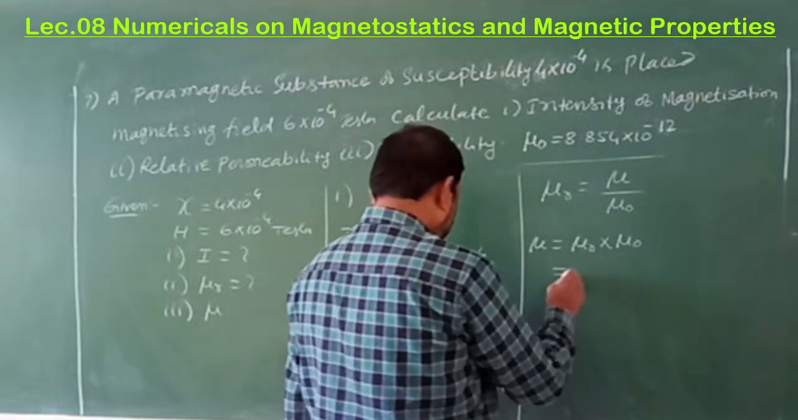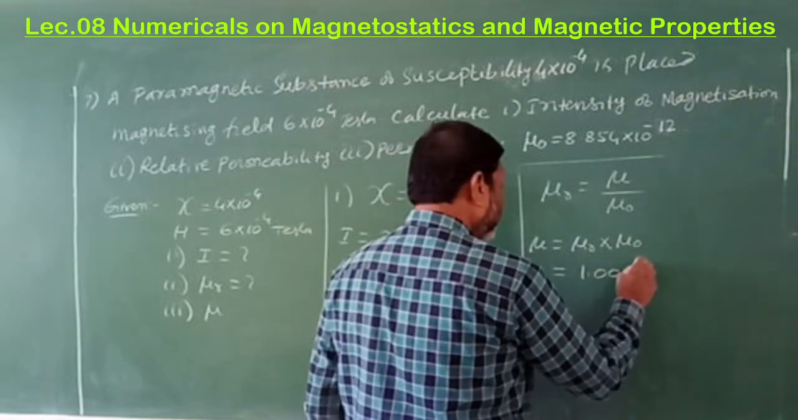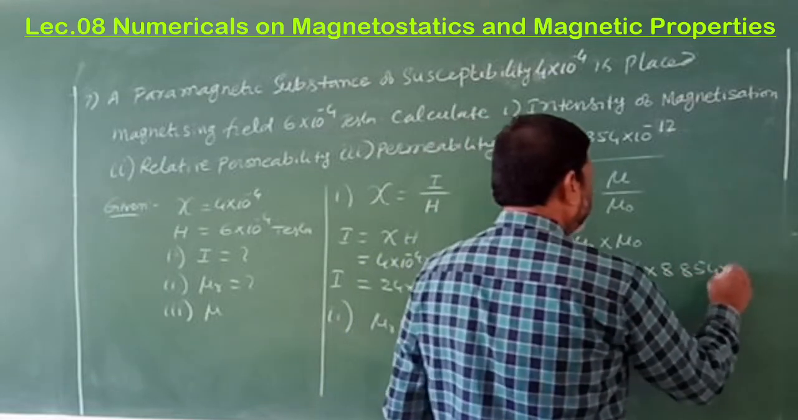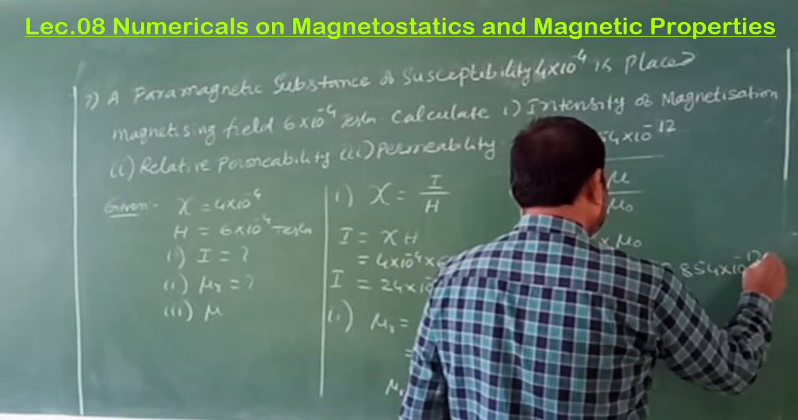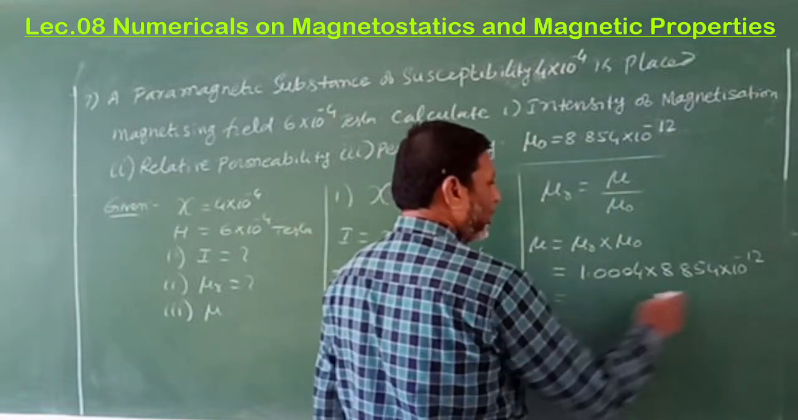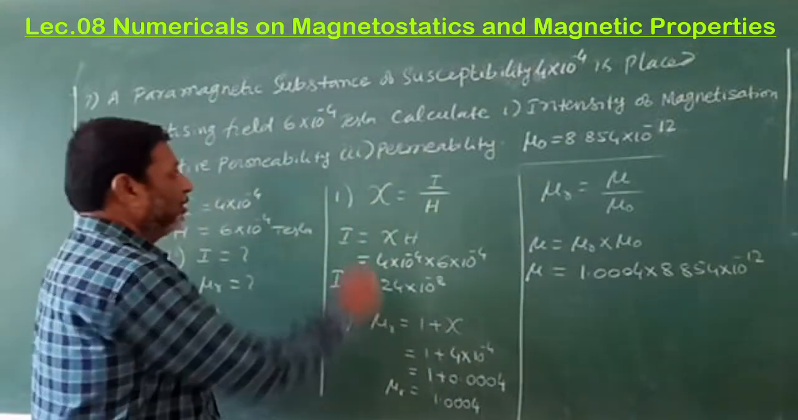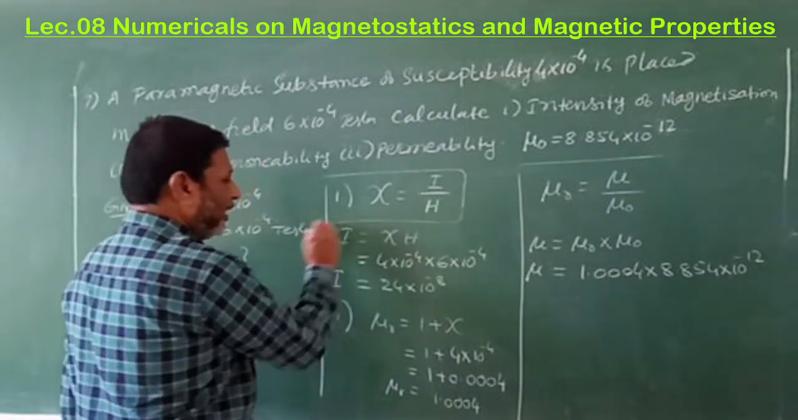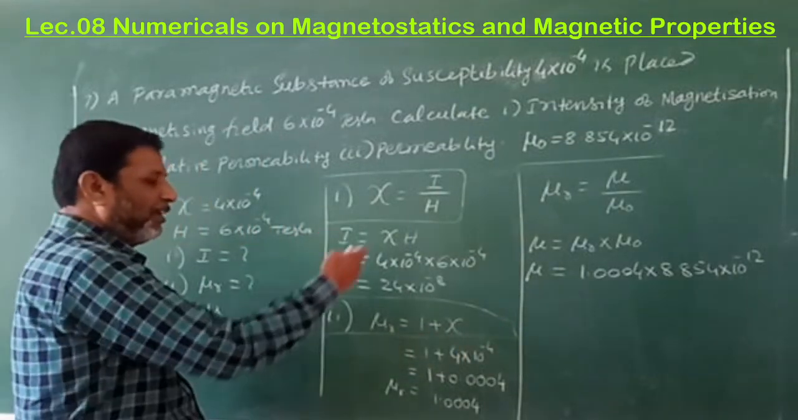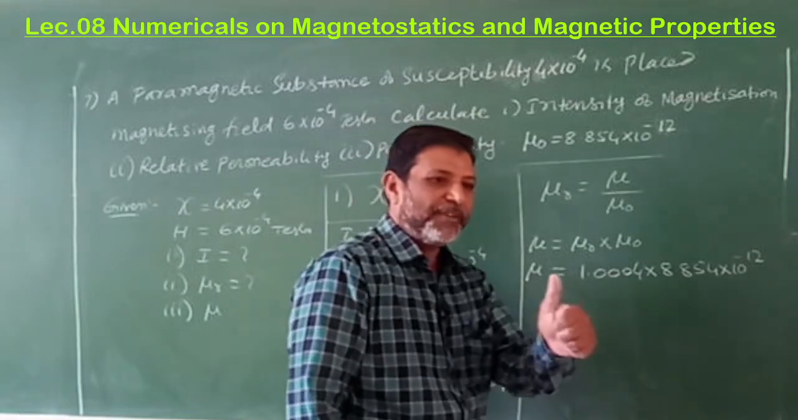Now mu r is 1.0004, into 8.854 into 10 raised to minus 12. Now you simplify this, then you will get the permeability. Therefore, the important formulas are this one and this second one. If you remember these two, then any remaining value which you want to calculate, you can calculate very easily.